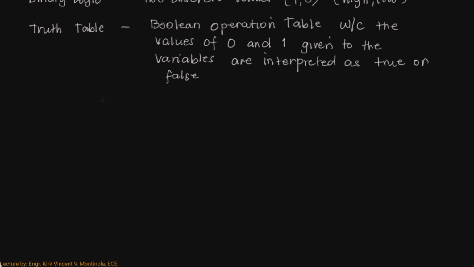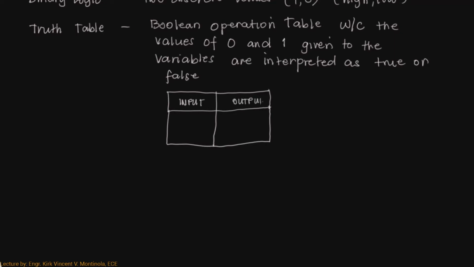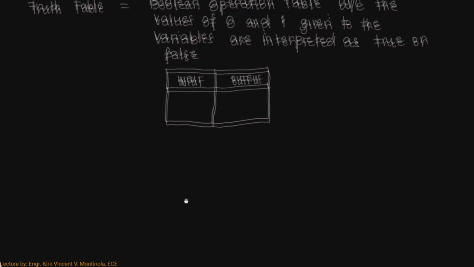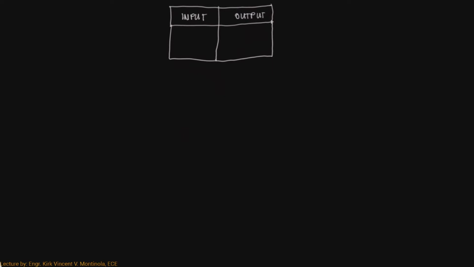Okay. So usually our truth table is expressed in terms like this. So we have a table, then it has a label between the input and output. So this is your input, then this is your output. Now we proceed with the basic logic gates.